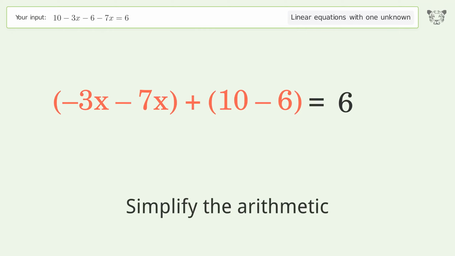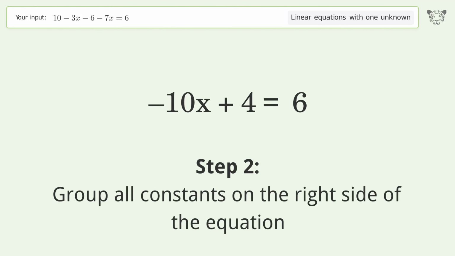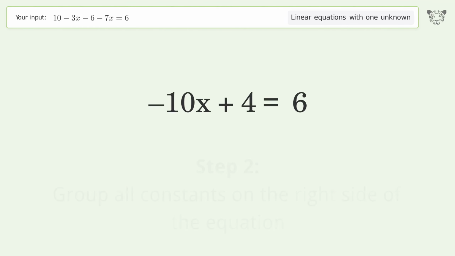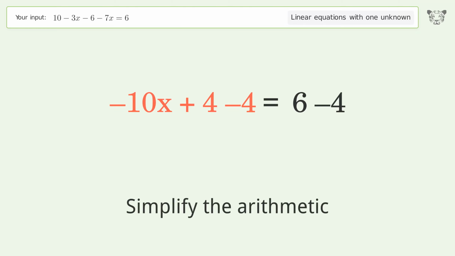Simplify the arithmetic. Group all constants on the right side of the equation. Subtract 4 from both sides. Simplify the arithmetic.